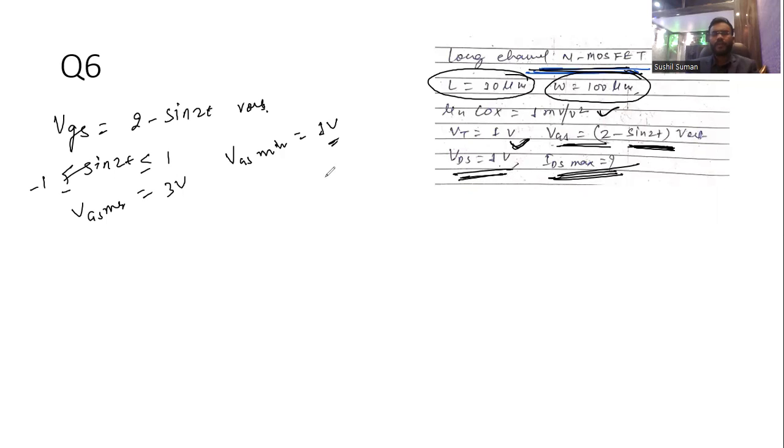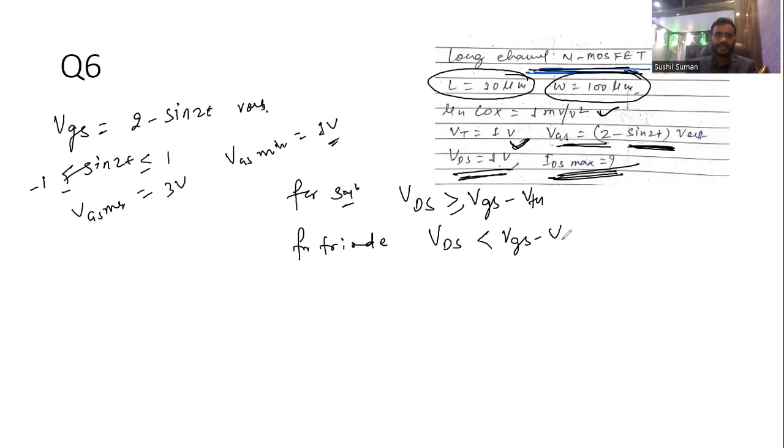So first of all, we have to find in which region this is operated. Triode region or saturation region? For the saturation region, what is the condition? VDS is greater than or equal to VGS minus VTH. For the triode region, VDS is less than VGS minus VTH.